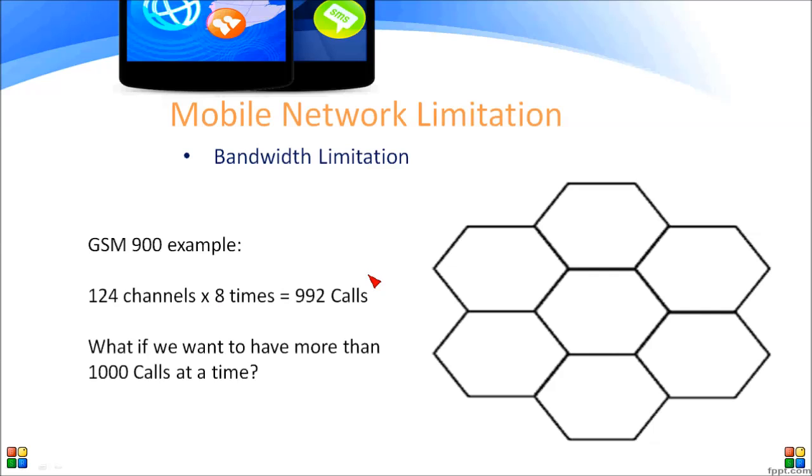We can use the same channels more than once, right? So let's say here in Australia, in Sydney we'll use the same channel, in Melbourne we'll use the same channel, in Gold Coast we'll use the same channels. So we'll have 900 users in every city. But is that enough? Of course not. We need to use the channels within the city more than once. So comes a technology called frequency reuse.